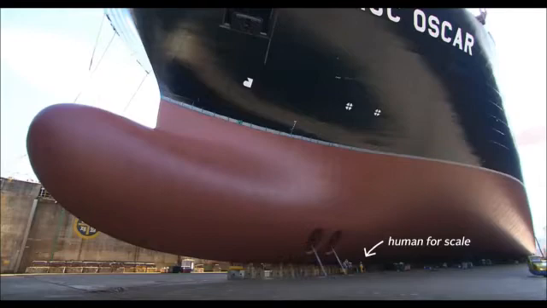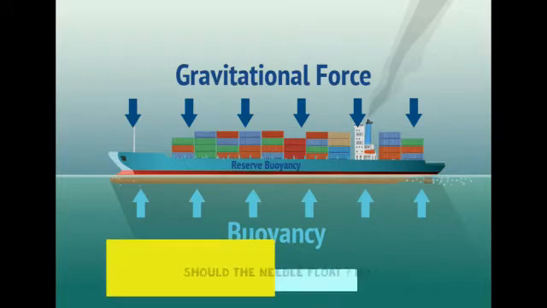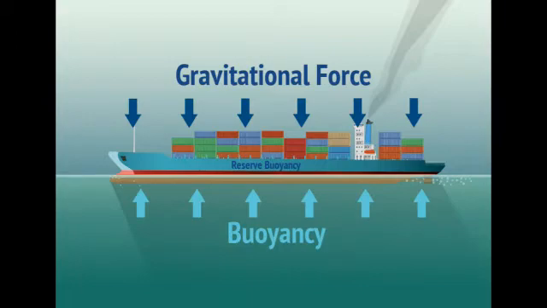Now you can see a ship floating on the water. There are two forces acting on the ship. One is a gravitational force that is pulling the ship downwards, and the other is a buoyancy force that is pushing the ship upwards. These two forces are working equally because, according to Newton's third law, every action has an equal and opposite reaction. So this keeps the ship afloat.